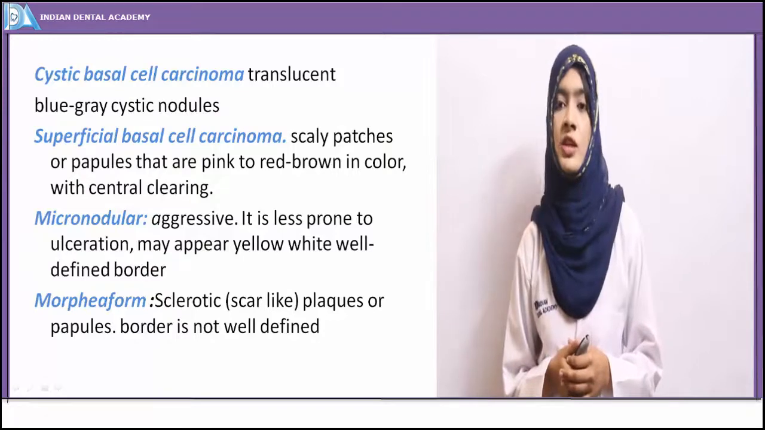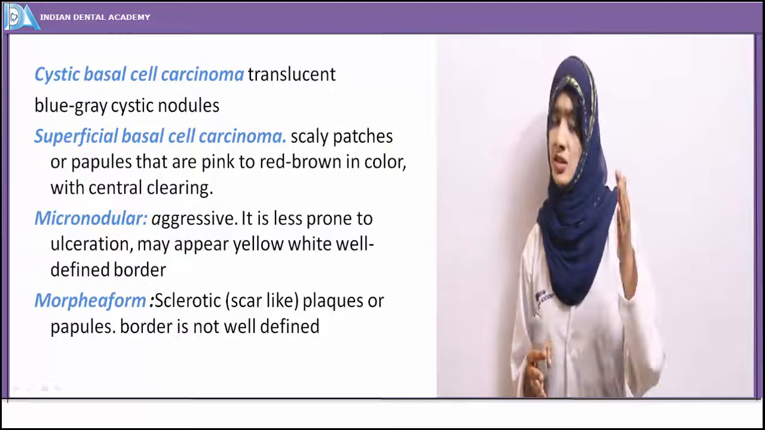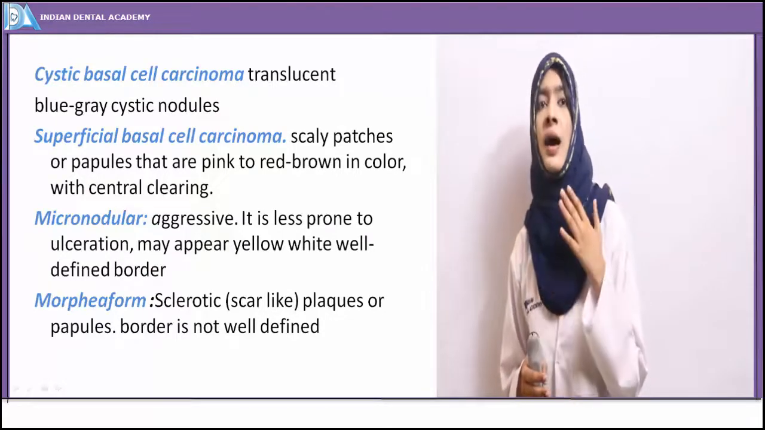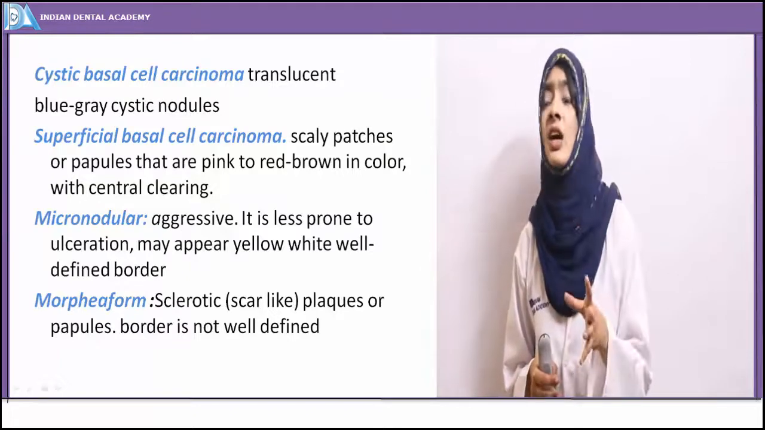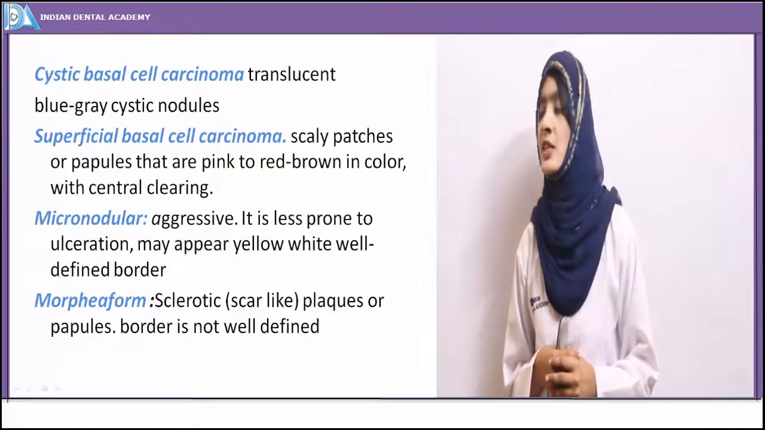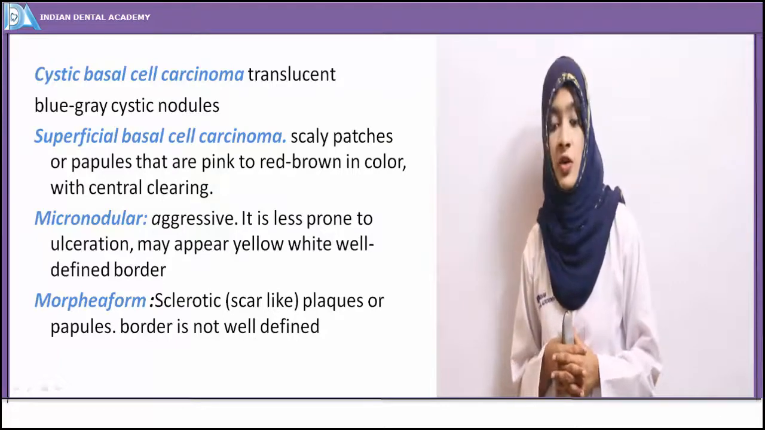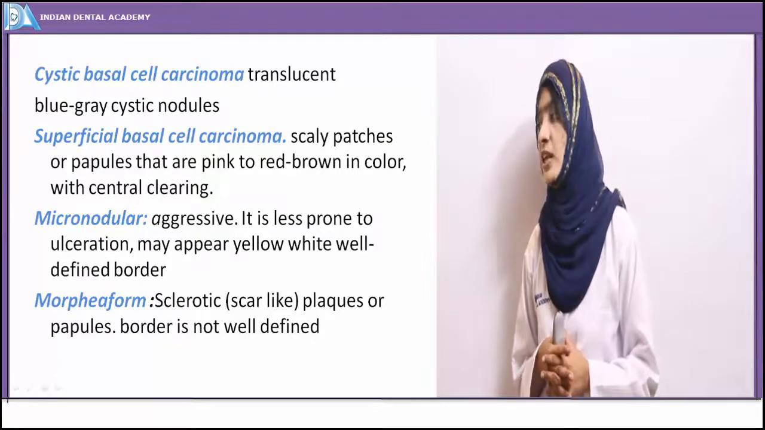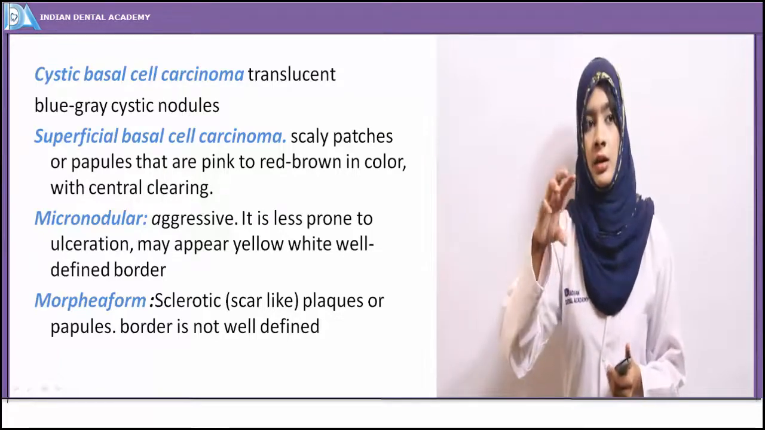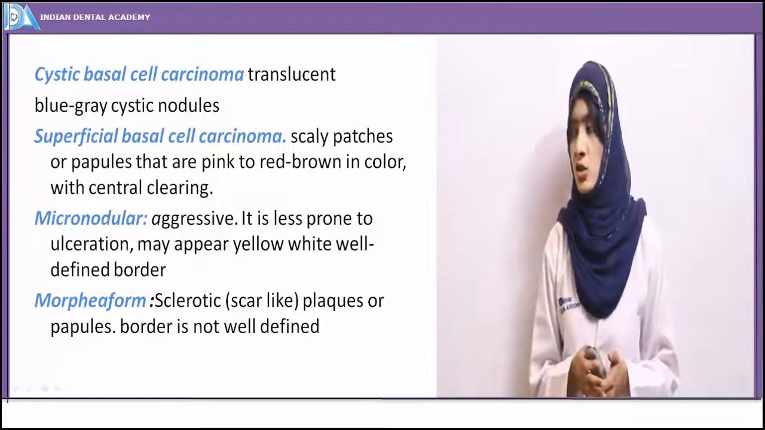The micronodular variant of basal cell carcinoma is a relatively aggressive one, and the characteristic feature is that though aggressive, it is less prone to ulceration. There are no attempts at a healing process in this aggressive micronodular variety, and clinically it appears as a yellow-white, well-defined border, papular or nodular lesion. The morphiform variety is a more aggressive variety with characteristic invasion, and clinically it appears as plaques that are raised above the surface, or papules, though the border of the lesion is not well defined.